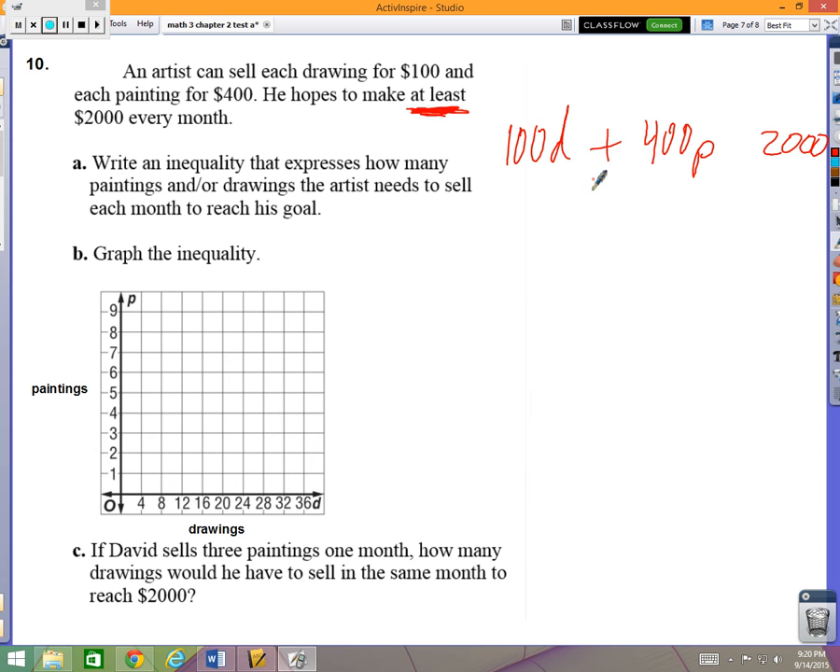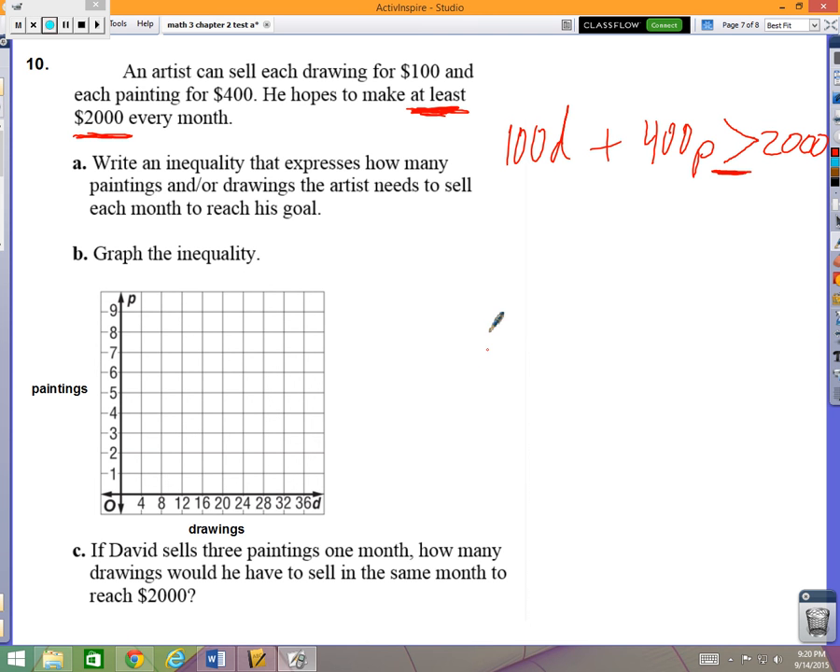That would be awesome if he made $10,000 in 1 month. So the very minimum he wants to make is $2,000. So his earnings need to be bigger than or equal to $2,000. So here's your inequality. $100 a drawing plus $400 a painting. It's got to be greater than or equal to $2,000.